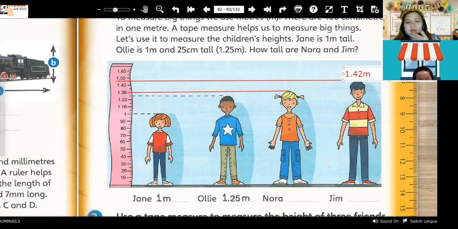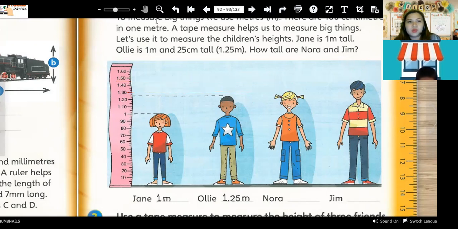Is it clear? Yes. Okay, so look at that. They use a tape measure to measure them. So that's how you do it. Again, 100 centimeters is 1 meter.